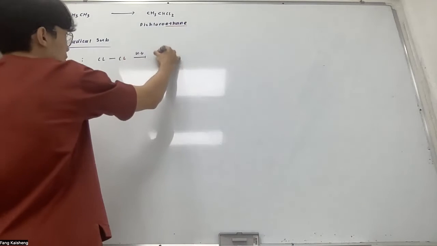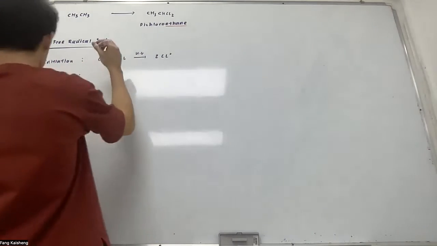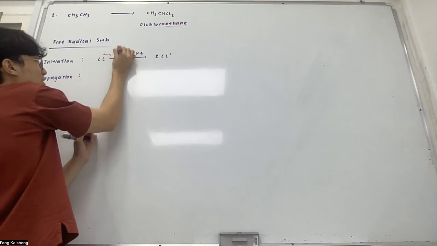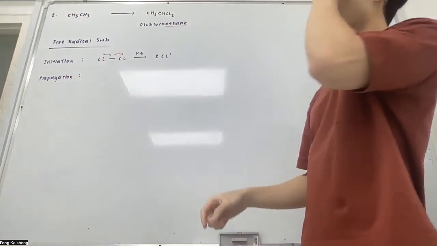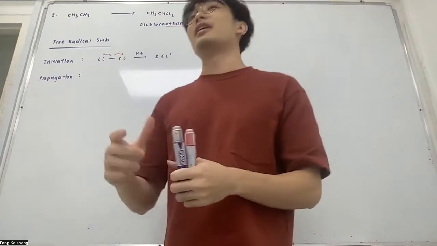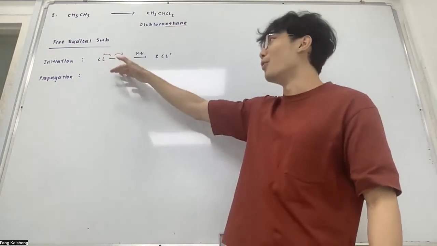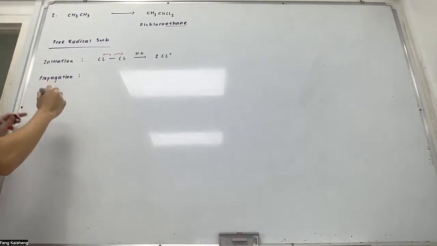Then afterwards, you get two Cl radicals. Remember the radical: the electron on the left, you point to the guy on the left. The guy on the right, you point to the right. So like a bird. Remember this bird formation. Later on, towards the end of the lesson, if we have time, we're going to learn the arrows for both propagation and termination steps as well.